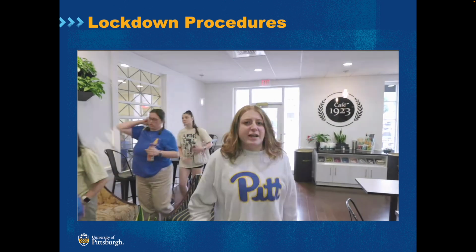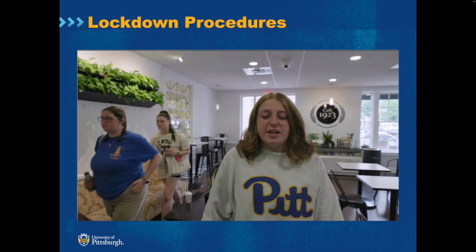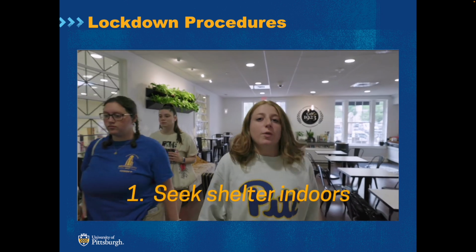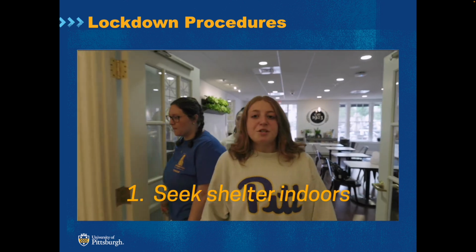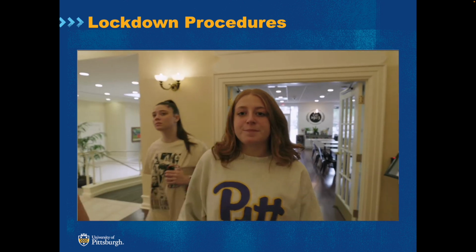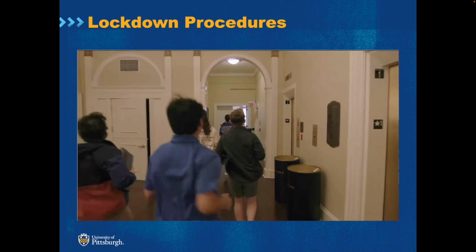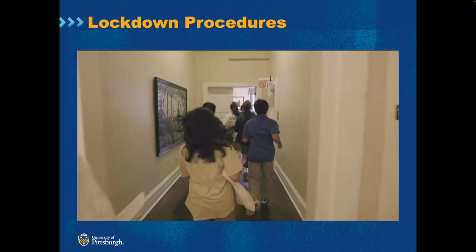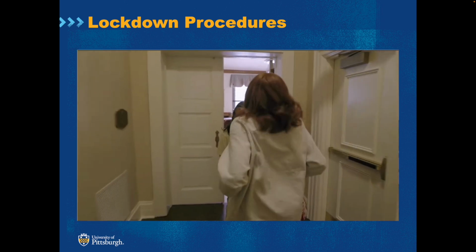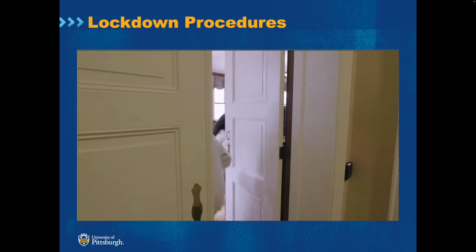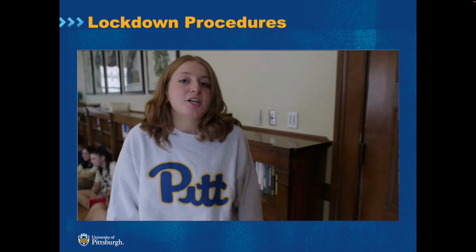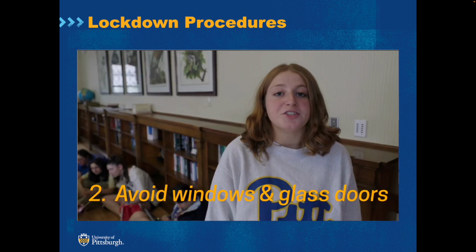During a lockdown within a dining area, follow these steps to ensure your safety. Immediately seek shelter indoors when a lockout is announced. Search for an interior room or corridor in the dining area. Refrain from seeking shelter near any windows or glass doors to enhance your security.